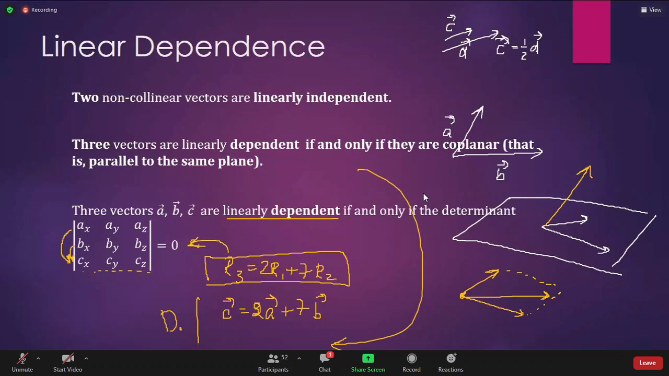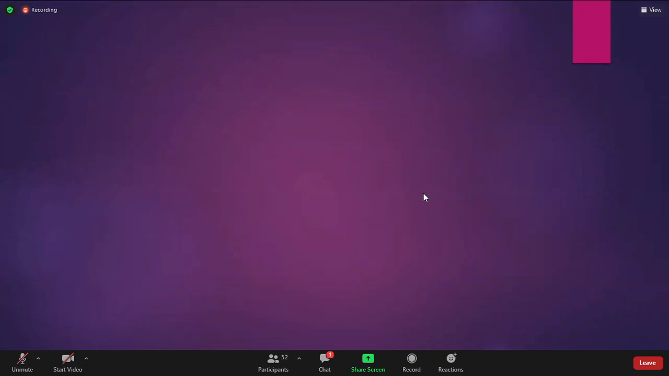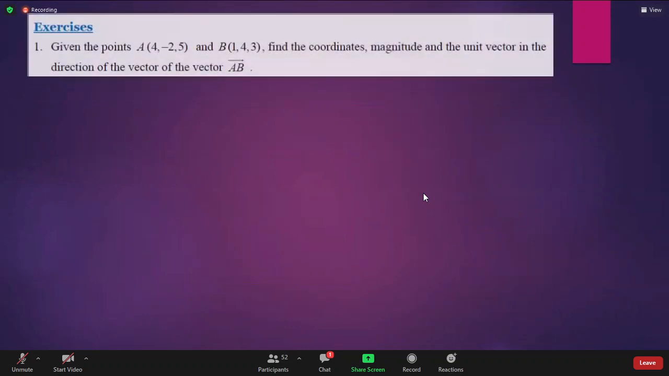All right, so this is all about the theoretical part. We have a few minutes. We have 8 minutes. And we can have a look at some examples, some exercises.